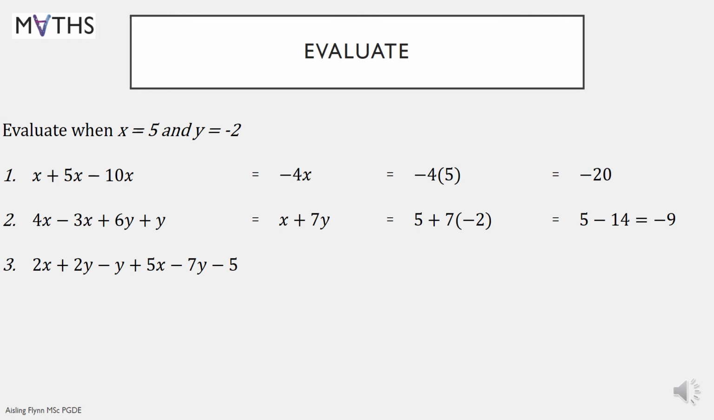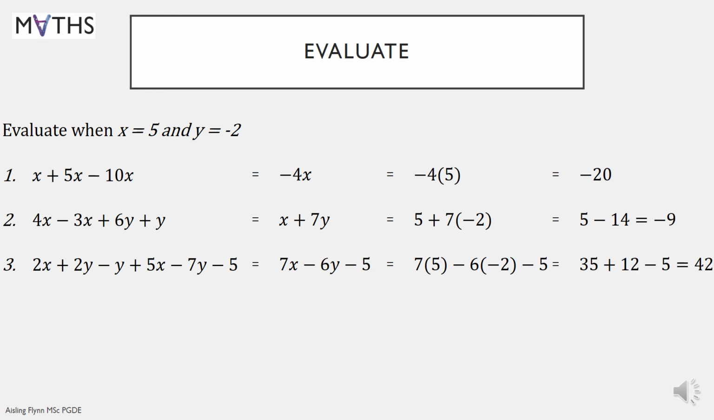Next example, we have a mixture of x's and y's and a number. So we have to simplify that first. Okay, I've done it quickly. For x's, we have 2x and 5x makes 7x. For y's, you have 2y minus 7y gives minus 6y. And then we have a minus 5 at the back. So that's simplified. Now substitute, put in your values. Instead of x, we have 5. Instead of y, we have minus 2. And we still have that minus 5 at the end.